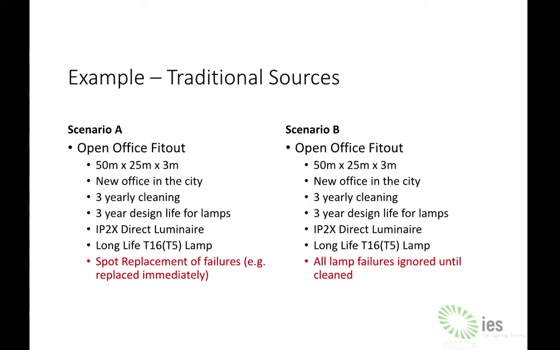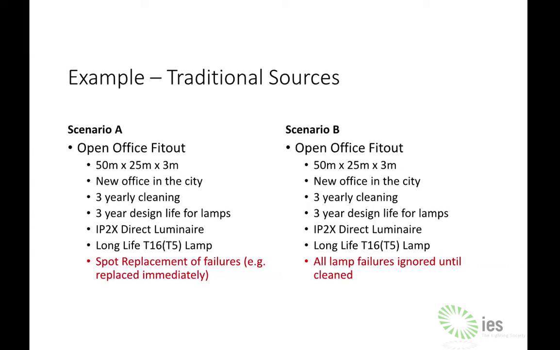Let's get into an example of how that comes together in a lighting installation using a traditional source, a fluorescent source. This is generally the scenario we're going to run throughout the day, except in one case. We're going to run through an open office fit out. It's nice and simple. We all understand how they look, with a 25 by 50, 3 metre brand new office in the city, 3 yearly cleaning. Later we'll change to a yearly cleaning.